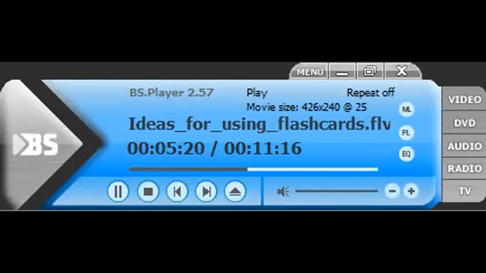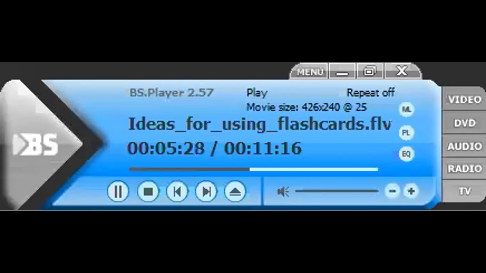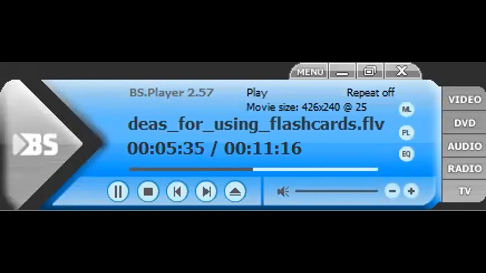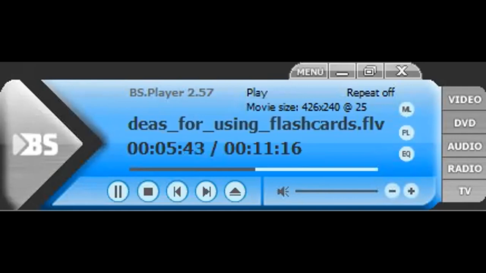Use the flashcards to play an action game. I call this one flashcard groups. Divide the class into groups of 3 to 5 children. Assign each group a flashcard. For example, group 1, your giraffe. Group 2, your ostriches. Group 3, your whales, and so on.